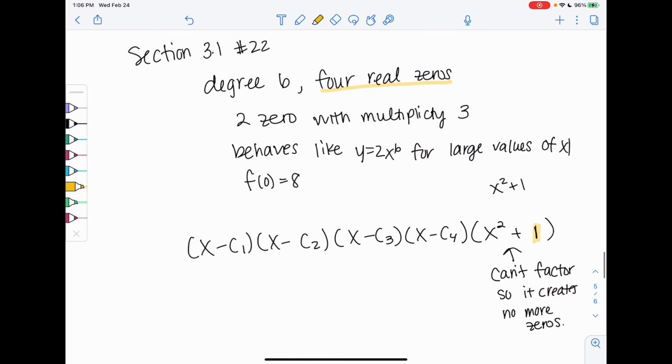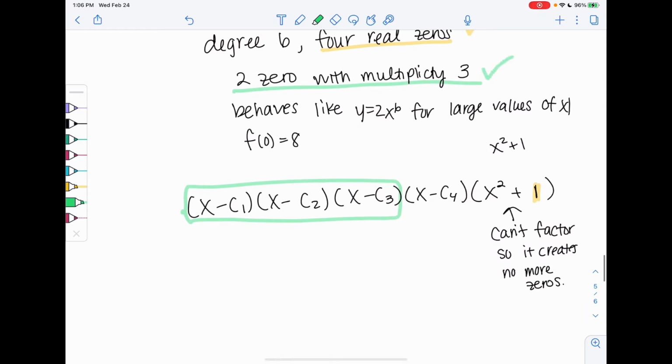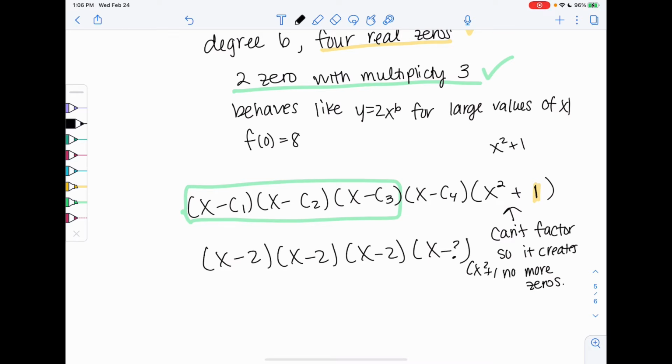All right, so this part's done. Now we have 2 is a 0 with multiplicity of 3. So 2 will take over the first 3 for multiplicity of 3. So that step's done. X minus 2, x minus 2, x minus 2. We haven't figured out the fourth one yet, and then x squared plus 1.